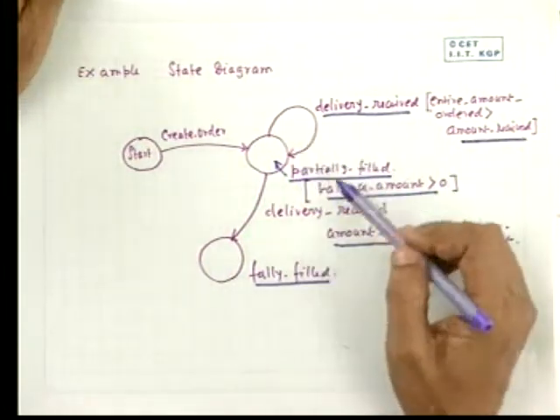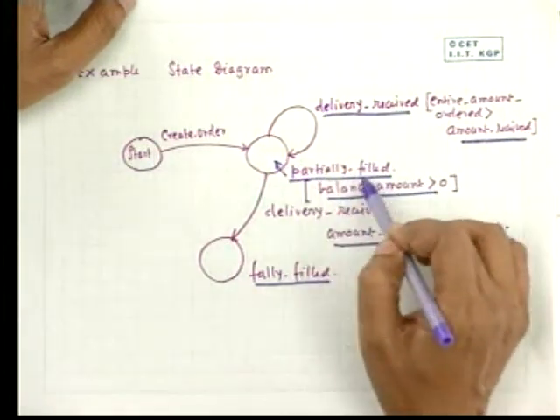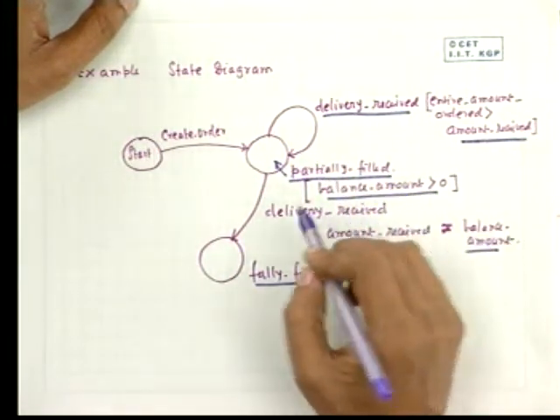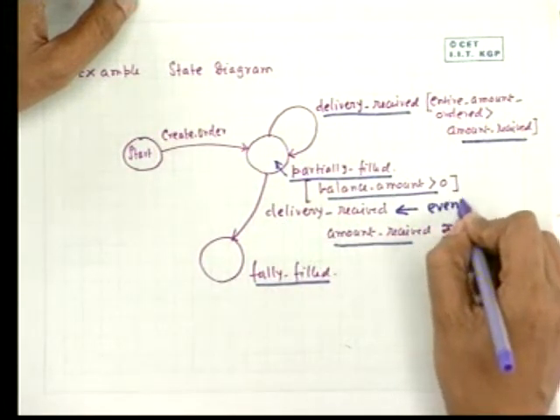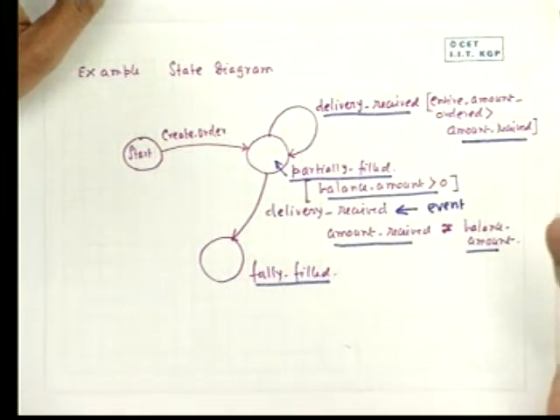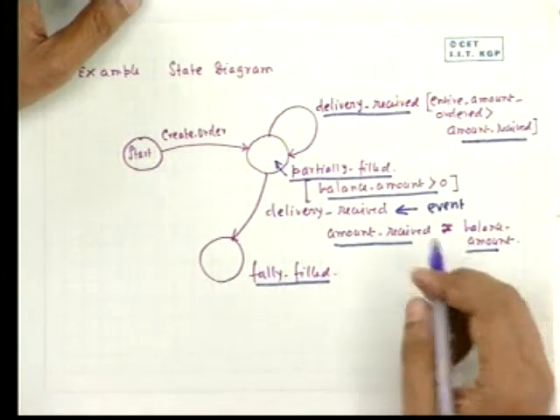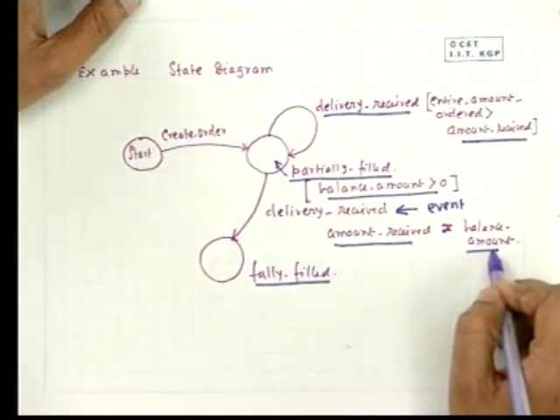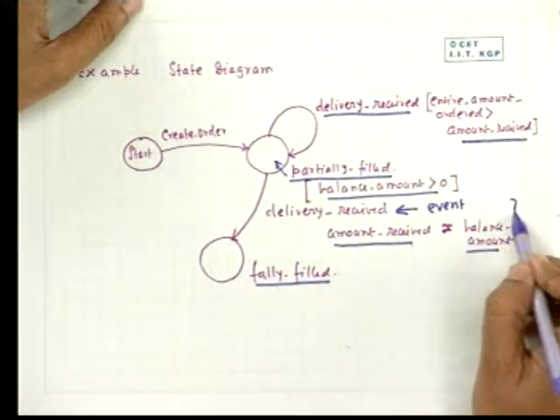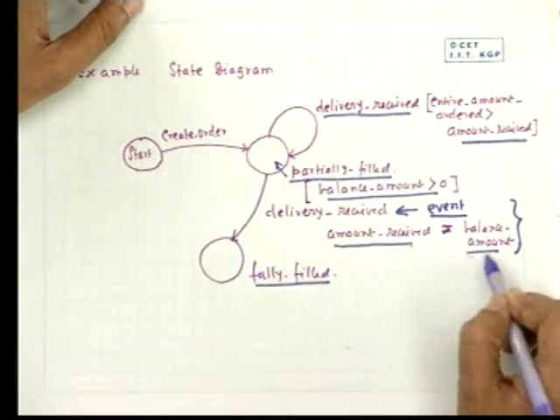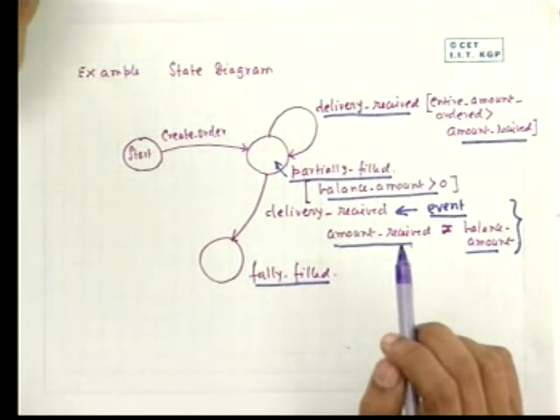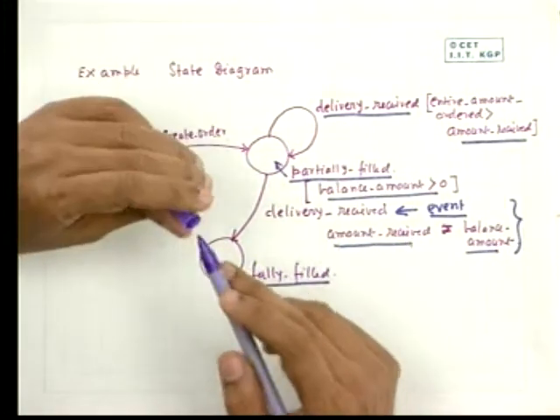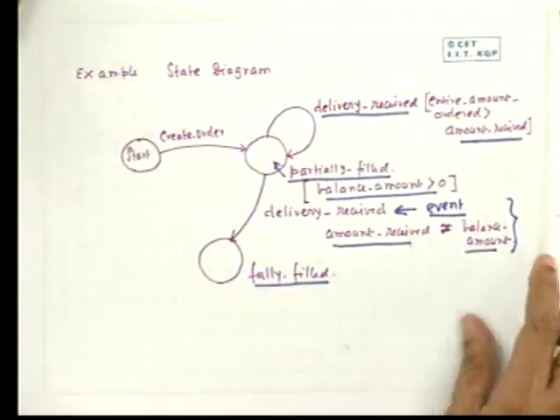Example here: if the order is in a partially filled state and the event delivery has occurred, that is, the delivery has been received from some supplier, and the amount received is equal to the balance amount, then both these things must be true. The event must have occurred and this condition must hold, then it will go to the new state. So this is what we mean by the event and the condition associated. We'll come back to this again.